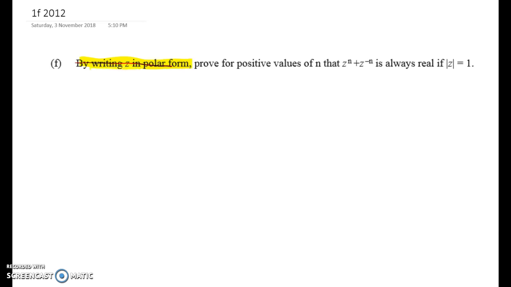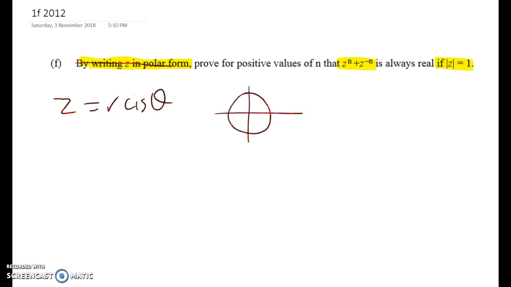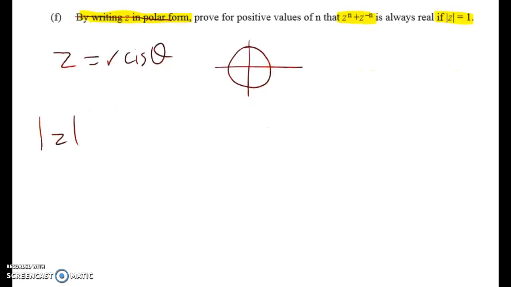Write Z in polar form, and prove that for positive values of n, Z to the n plus Z to the negative n is always real if the magnitude of Z is equal to 1. So let's write Z is equal to r cis theta, but since the magnitude is 1, Z is equal to cis theta.